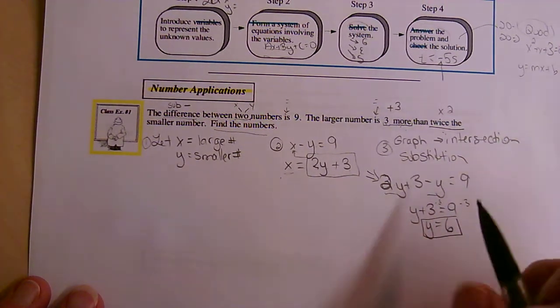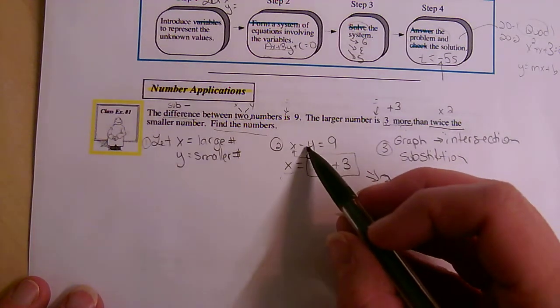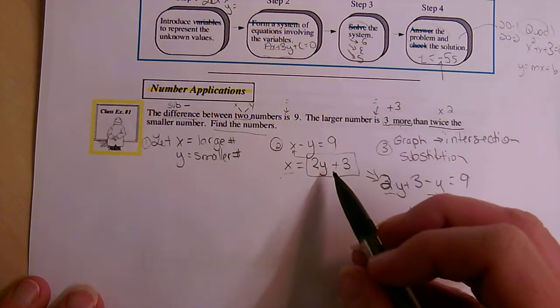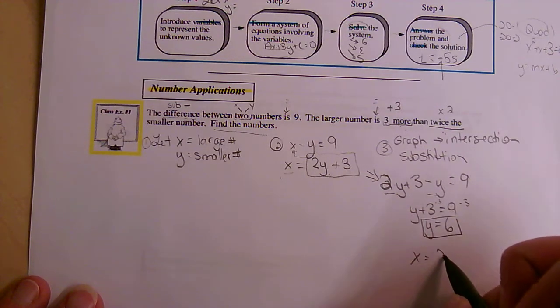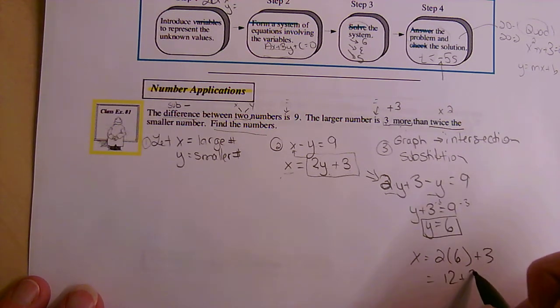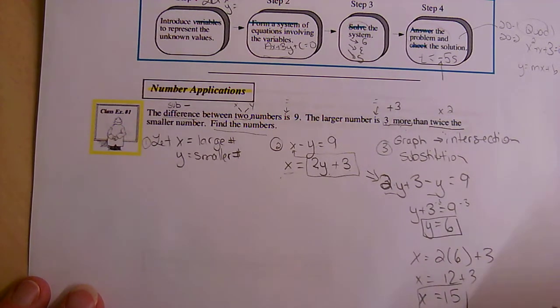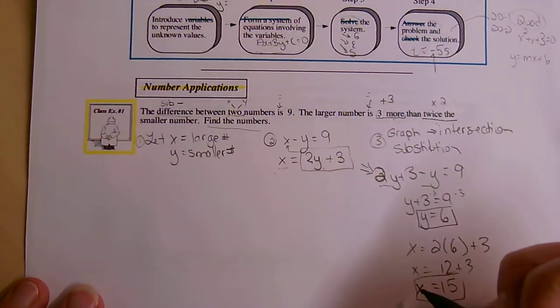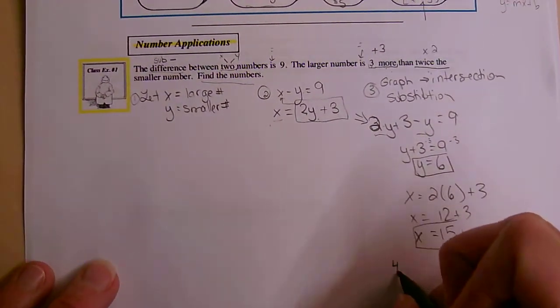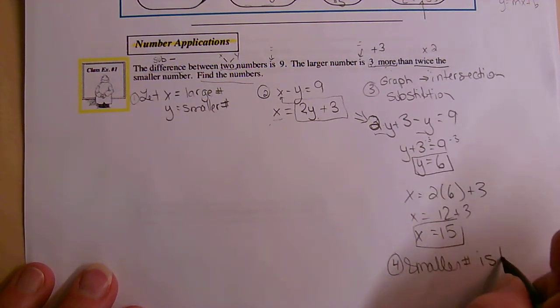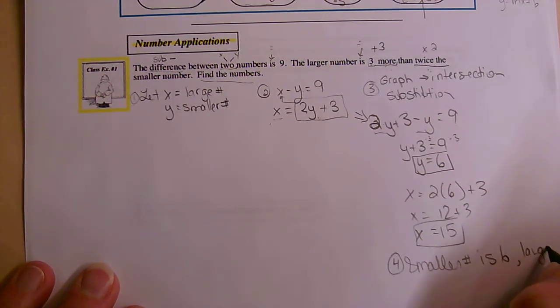Now I just need to substitute this in. Either one of these is fine, but I'll just do this one right here. Or actually, it'll be easier to do this one. So x is equal to 2 times my y, which is 6, plus 3. 2 times 6 is 12. 12 plus 3 is 15. So there we go. Then I'm at step 4, answer the problem and check the solution. Okay, so step 4, the smaller number is 6. The larger number is 15.